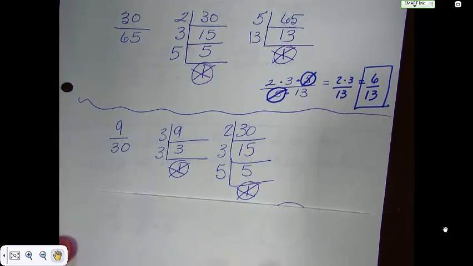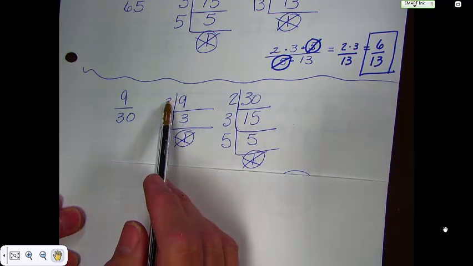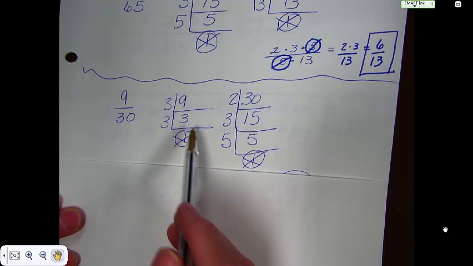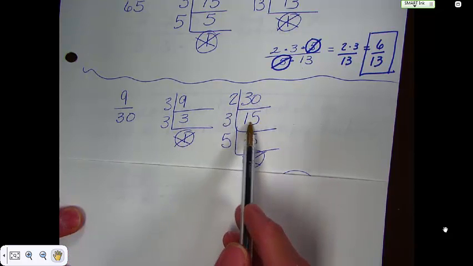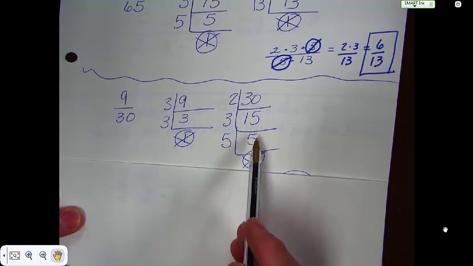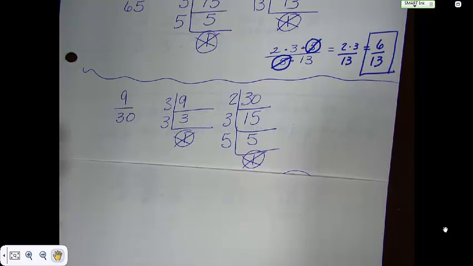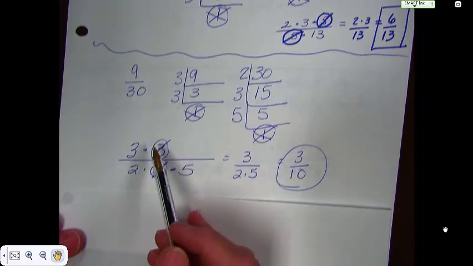Let's look at 9 over 30. We'll use prime factorization. 3 goes into 9 3 times. 3 times 3 is 9, so that's pretty easy. 2 goes into 30 15 times. 3 goes into 15 5 times. And 5 goes into 5 once, and you're done. Now, we have to list the factors, and I did that down here.